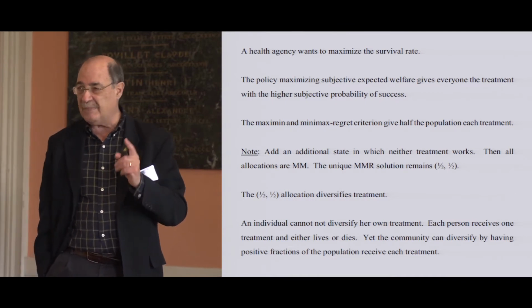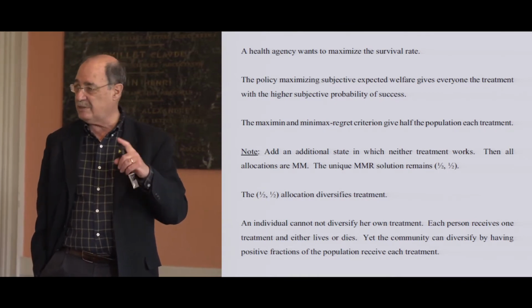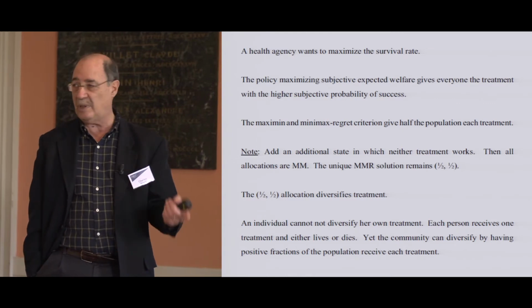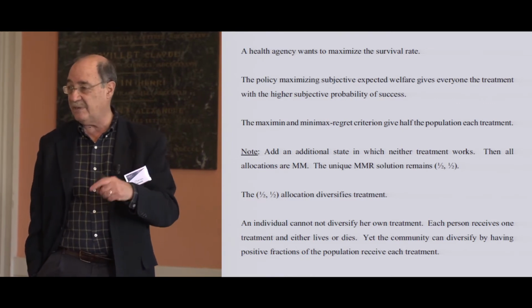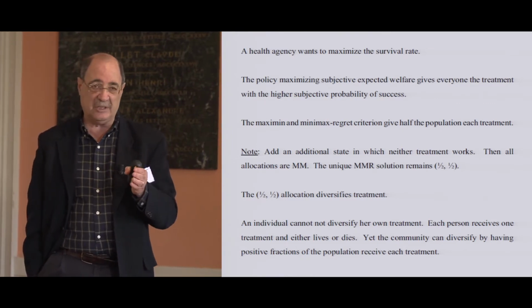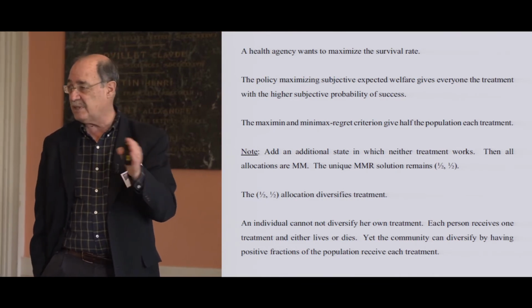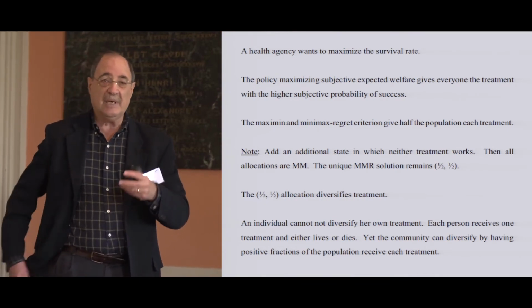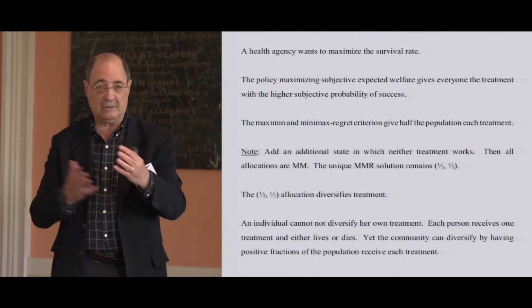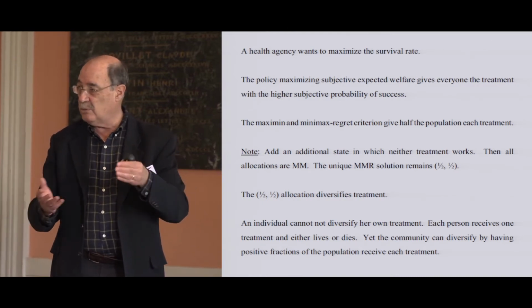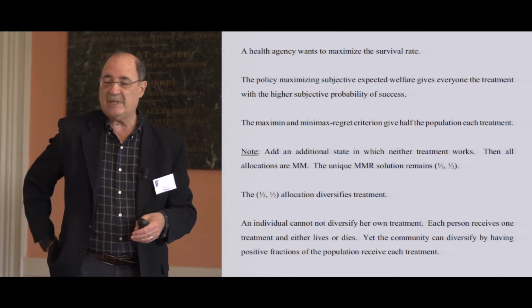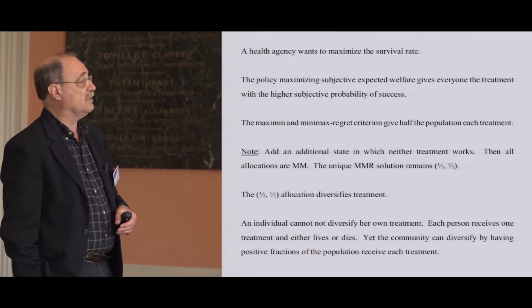By the way, this is not a mixed strategy in game theory. It's not that with some probability everyone's going to get one and some probability everyone's going to get the other. It's a deterministic strategy: exactly half the population gets one and half gets the other. What is random is, of course, which 50% of people get which. You've got to choose at random who gets treatment A and who gets treatment B. But half the population gets one and half gets the other.